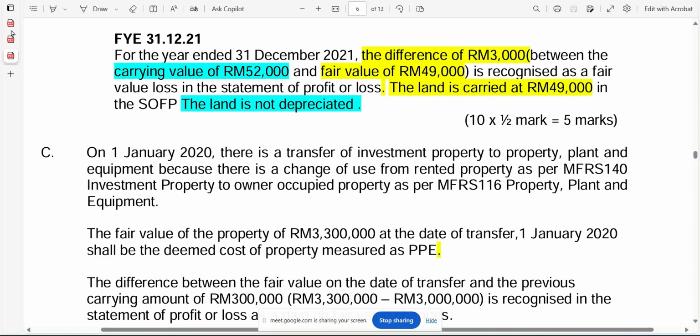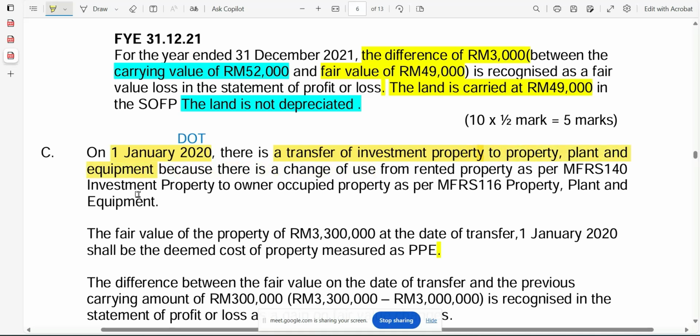Okay. So on 1st January 2020, this is what? We are talking about the date of transfer here. So DOT, that is the date of transfer. Now you are telling what happened on the day of transfer. On the day of transfer, which is 1st of January 2020, you have to go and inform what happened. There is a transfer from investment property to property, plant and equipment.